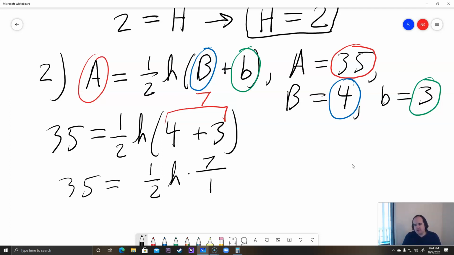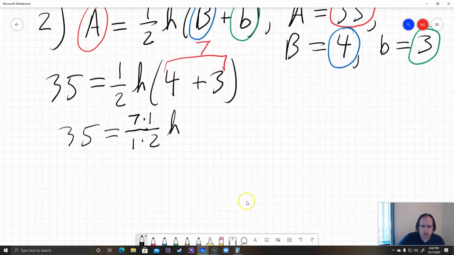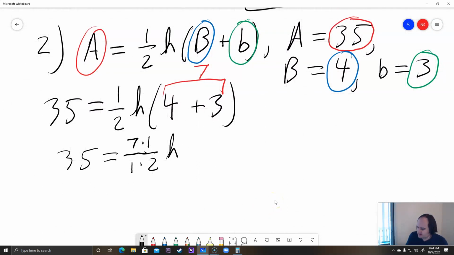And then how do you multiply fractions? Straight across. So if I move this 7 over 1 over here, and we multiply these fractions straight across, on the top we're going to get 7 times 1 is 7, and on the bottom 1 times 2 is 2. So on the right side here, we're actually going to have 7 halves times h. Okay, so we have 35 equals 7 halves times h. And we still have to isolate h here.